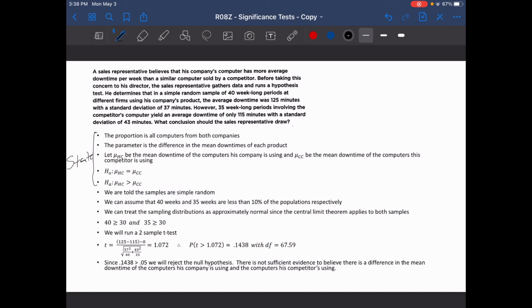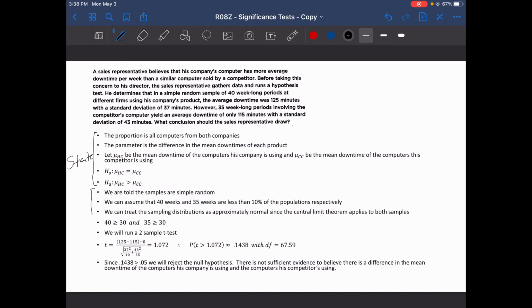So we want to say let our mean of HC be the mean downtime of computers his company is using, and the mean of CC be the mean downtime of the computers this competitor is using. And so our null hypothesis would be that the two means are equal to one another, and our alternate hypothesis is that the mean of the downtimes of computers that his company is using is going to be greater than the mean downtime of computers the competitor is actually using in this case.